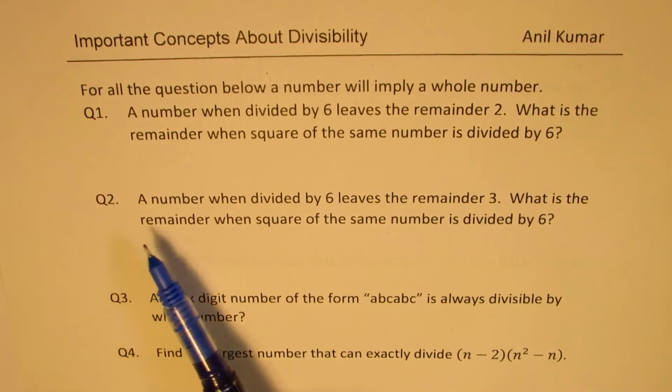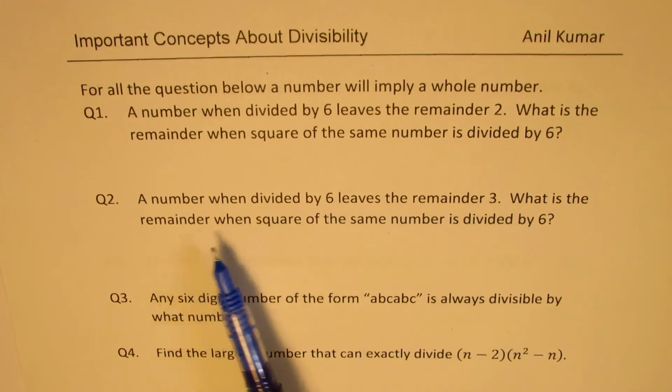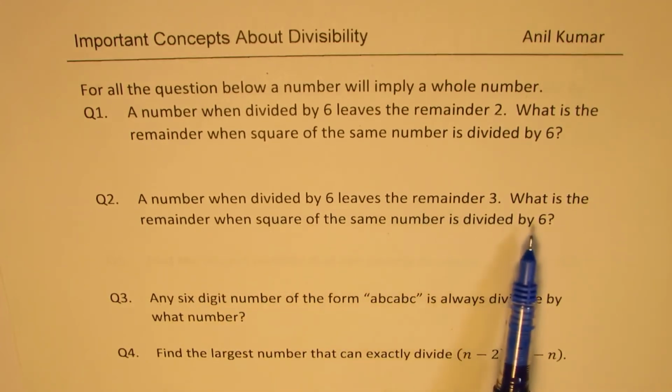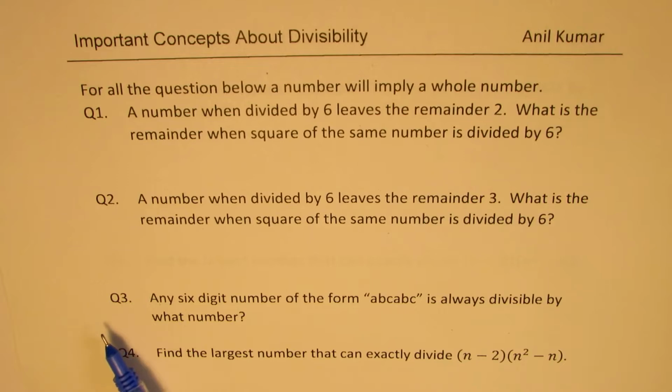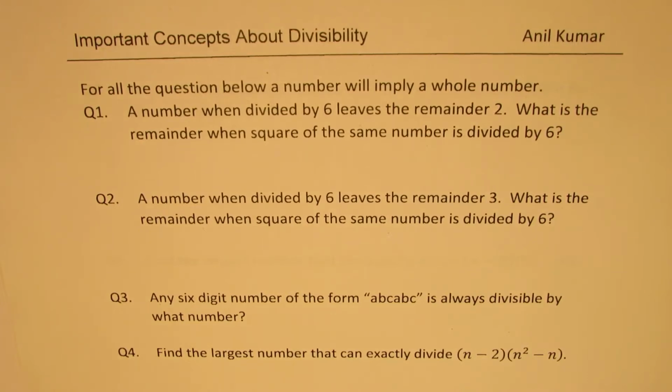Question number 2. A number when divided by 6 leaves a remainder 3. What is the remainder when square of the same number is divided by 6? Question number 3 is, any 6-digit number of the form ABCABC is always divisible by what number? And question number 4 is, what is the largest number that can exactly divide n cube minus n? Right. So let's begin with the simplest question here, which is question number 1.